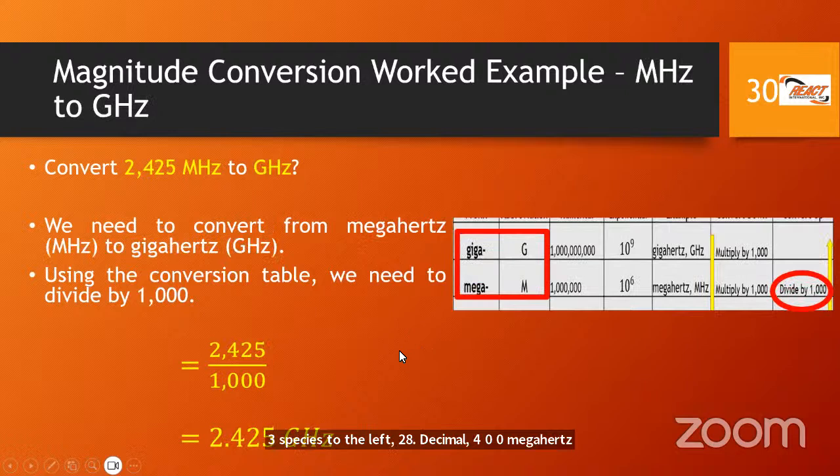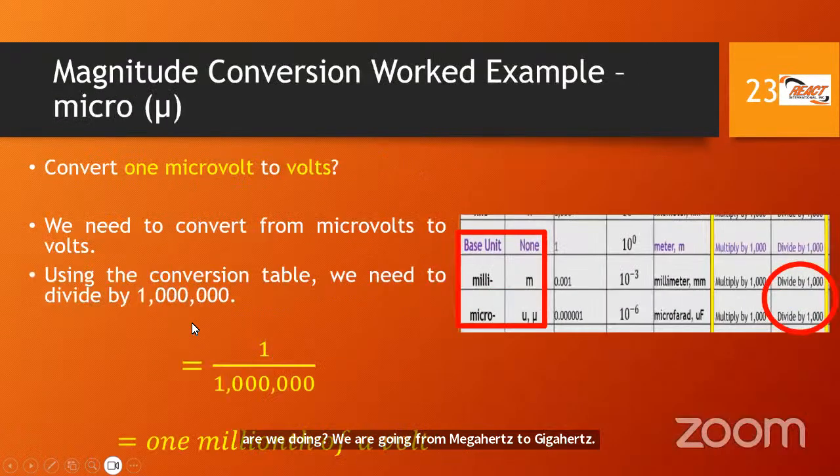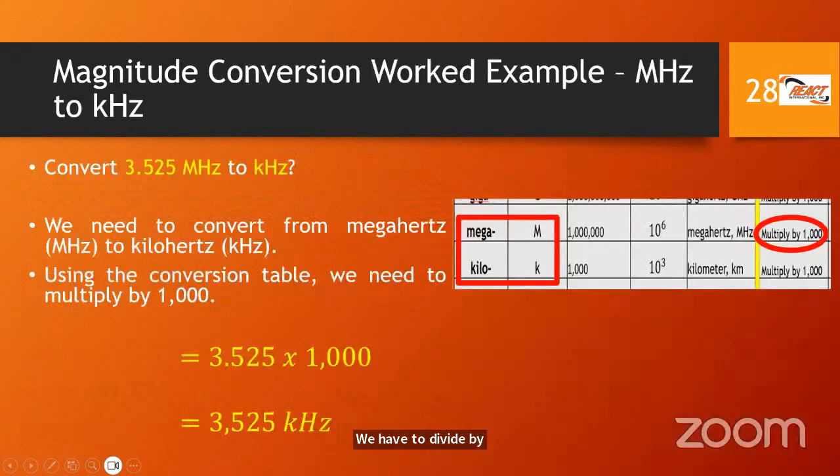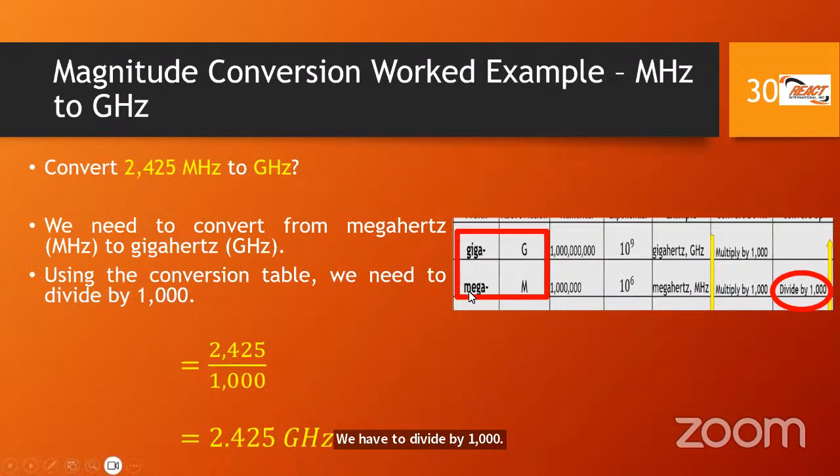Let's do another one for good measure. They want us now to convert a frequency of 2,425 megahertz to gigahertz. What are we doing? We are going from megahertz to gigahertz. Let's see how we do that. Mega to giga. Check our trusty table. We see they're next to each other. We're going up. So we know by now, anytime we are going up, we have to divide by 1,000. Let's see if that is true. Okay. Mega to giga, we divide by 1,000.